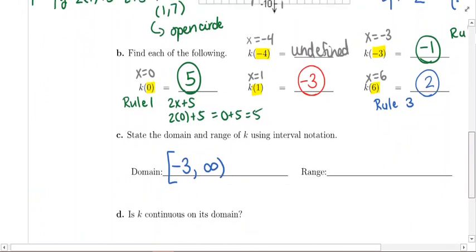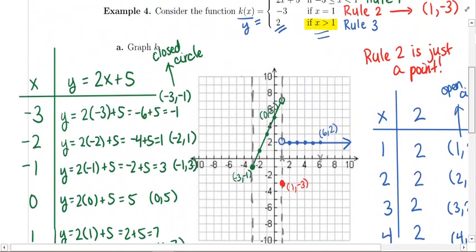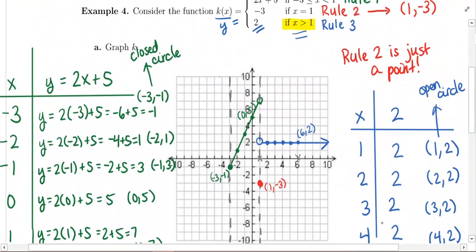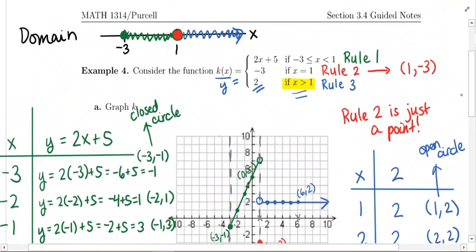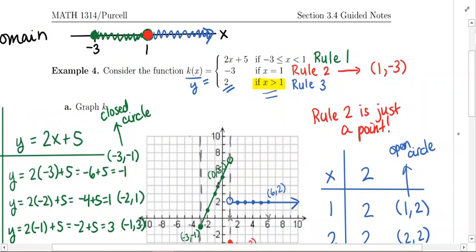Now we're going to look at range, which is the y values. That's always the trickiest part. So here we go. We're going to make another number line. It's just difficult to kind of look at from the graph.